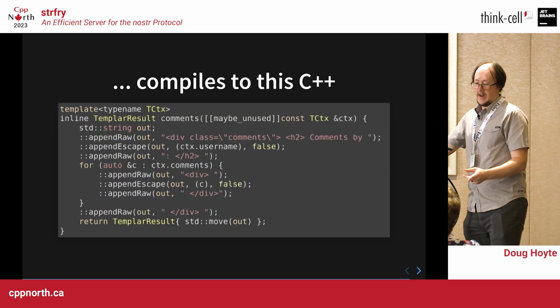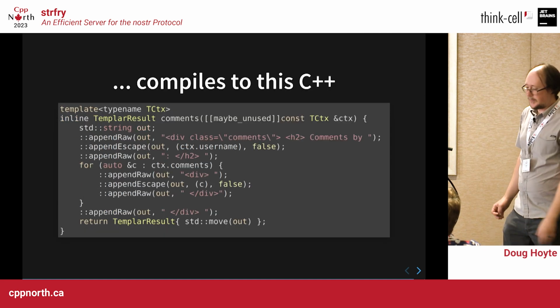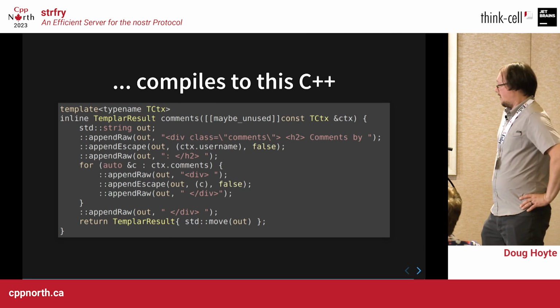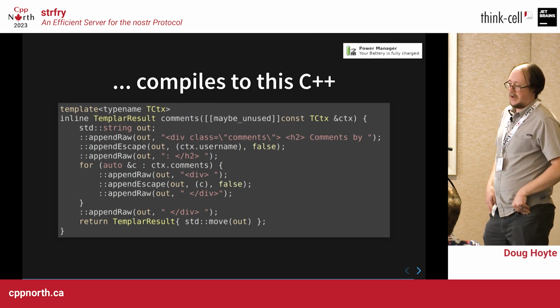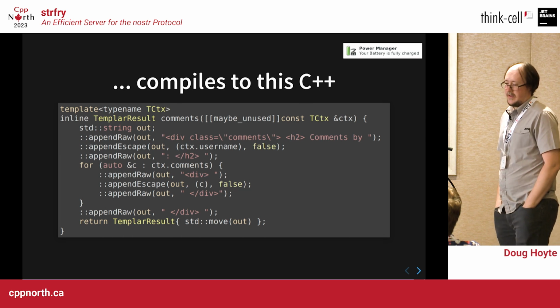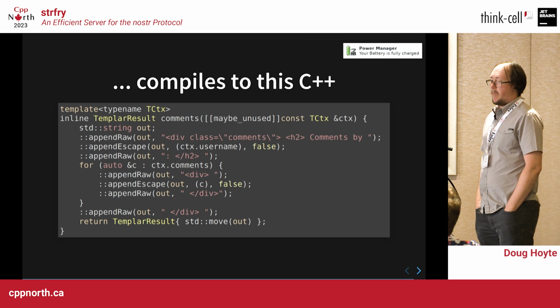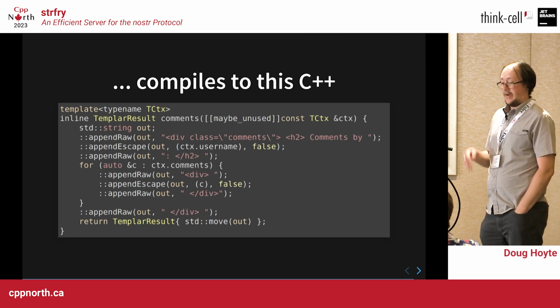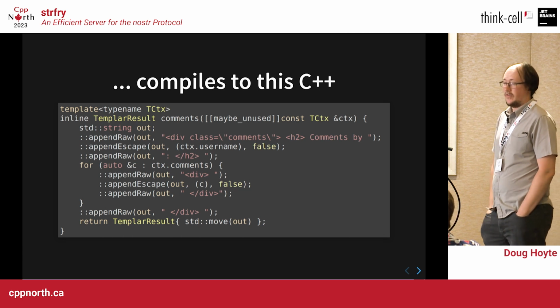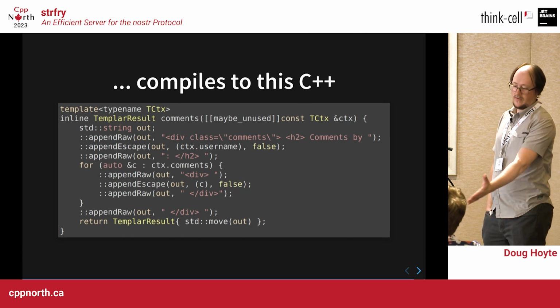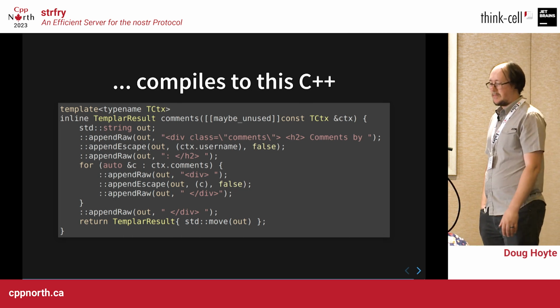So what this template ends up compiling to is this C++ code, right? It's a function called comments. That's just what we named the template, like the file name. And it takes this templated type struct. The reason I do that is so I don't ever have to make a struct definition. You just use it like a struct and put in your values. This will work with any sort of struct that has username and comments attributes.